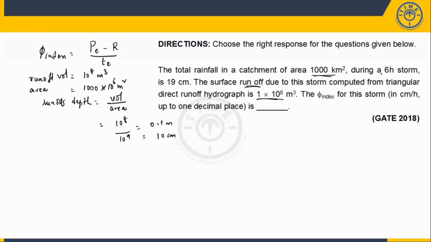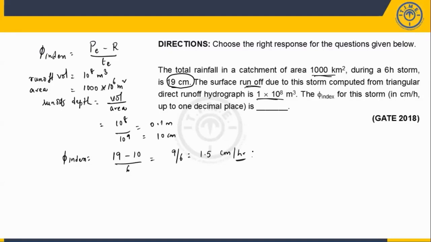Now, we have a 6-hour storm. Let's substitute this in phi index then. Phi index is equal to P minus R upon effective time. Total rainfall is how much? 19 centimeter. 19 minus R is how much? Runoff is 10 centimeter. Upon effective time, how much is it? 6 hours. So it's 9 by 6. How much is it? 1.5 centimeter per hour.